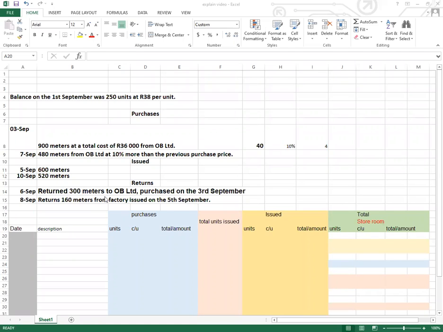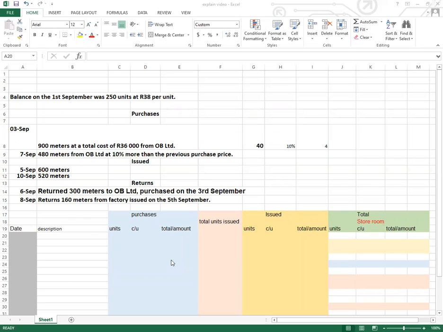I'm going to help you prepare an inventory card to calculate your closing balance and your closing units using the FIFO, first in, first out method. Here we're given information for the transactions of the month of September, from 1st of September until 10th of September. We're going to calculate the closing balance.